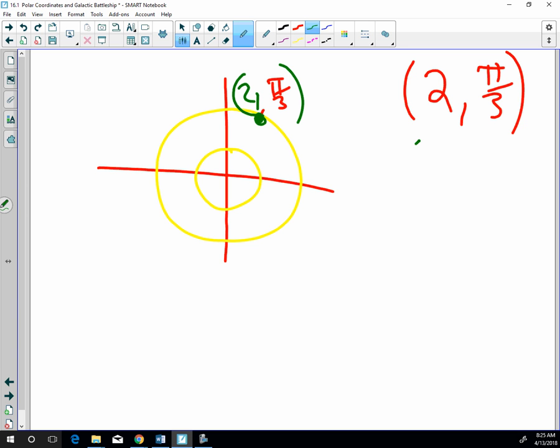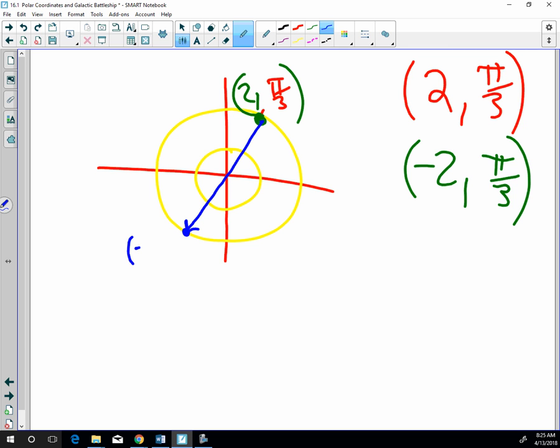Now, we're going to find a different point, negative 2 pi over 3. So where's that going to go? Where are you going to find it? Go straight through the origin, and you go out 2. This is going to be negative 2 pi over 3.